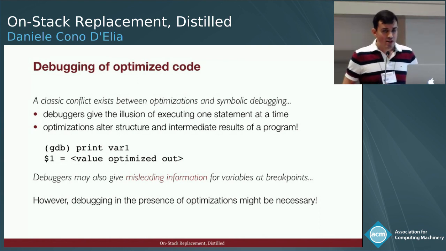If you try, for instance, to use GDB on a program compiled with optimizations, and you say, okay, print me the value of variable X, GDB may say, oh, sorry, it's been optimized out. But in some cases, you may get misleading values. So what can you do?